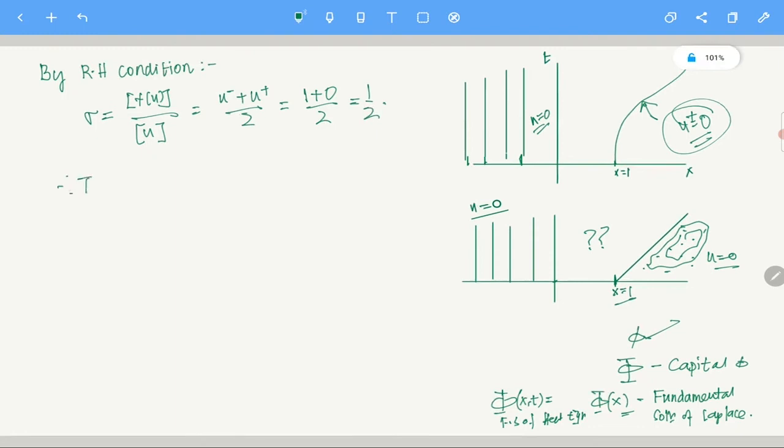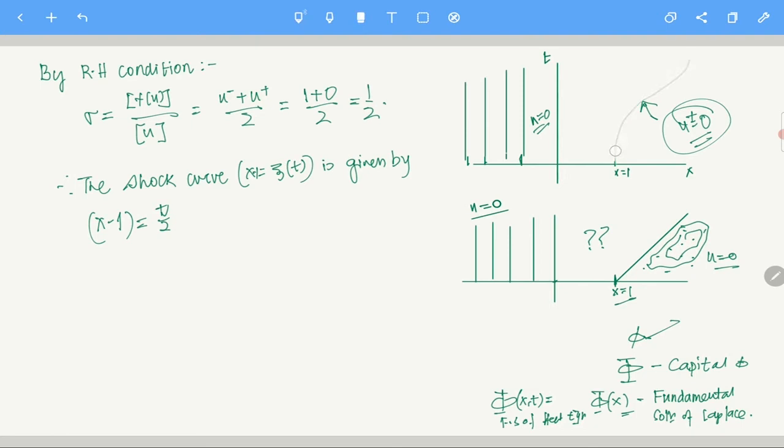So therefore the shock curve, x equals xi of t. If you remember, the shock curve here is not x, it is x minus 1, because it starts from 1, right? So it means x minus 1 equals half t, that is, sigma t, right? That's the shock curve. If you remember, sigma is the slope of that. So essentially the slope is fixed at half, and this shock curve will look something like this.